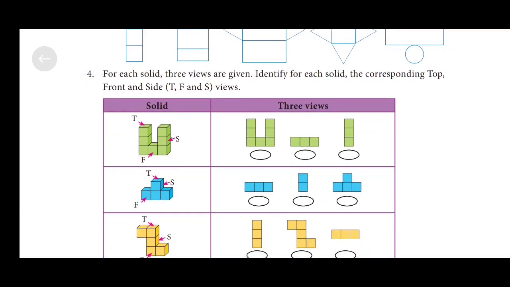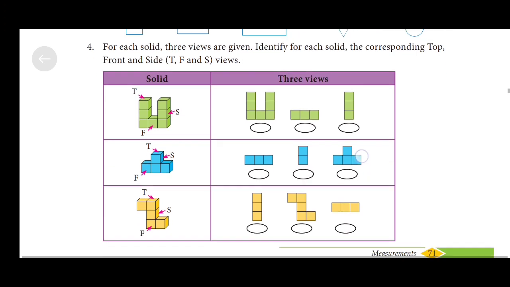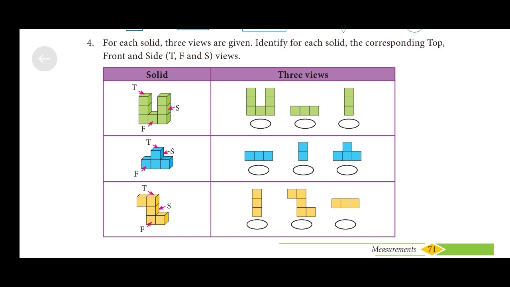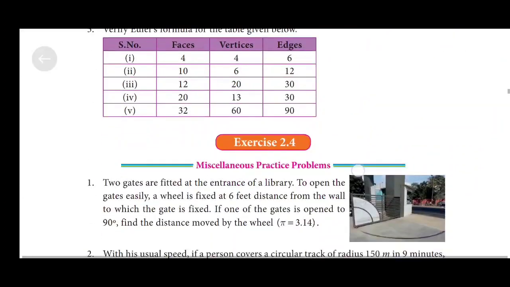The fourth sum is: for each solid, 3 views are given. Identify for each solid the corresponding top, front and side views, T, F and S. Okay, so which is top, front, and side, you need to write T, F and S.